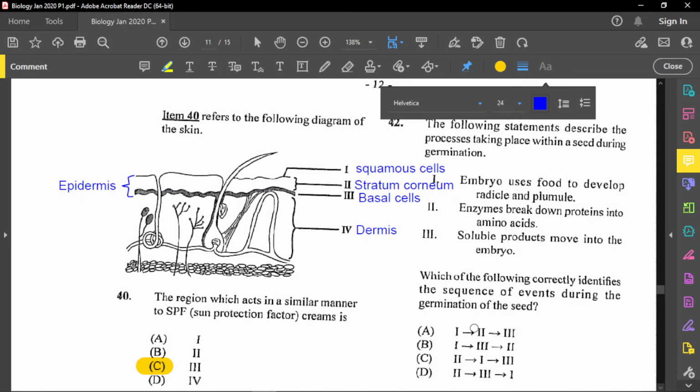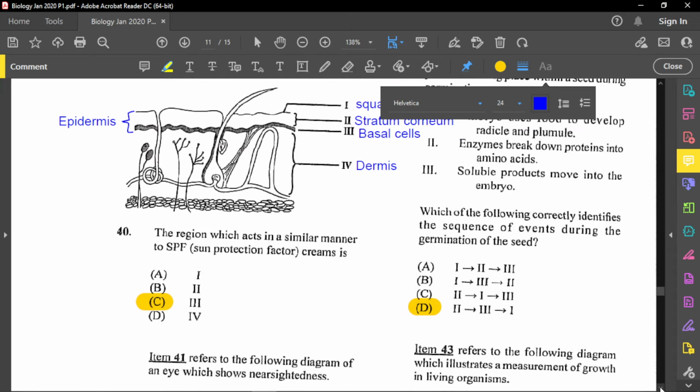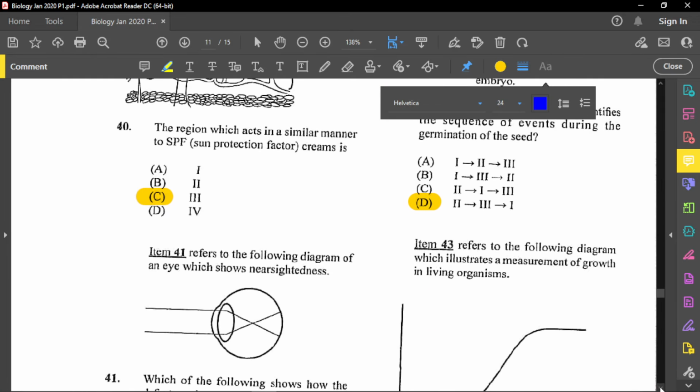Okay, cool. So enzyme break down the food first, then the soluble substances from the food, from the protein, which is amino acid, can move into the embryo, and the embryo now will send to the radicle and the plumule, so the radicle and plumule can grow. All right, so in other words, proteins are made from the amino acid.